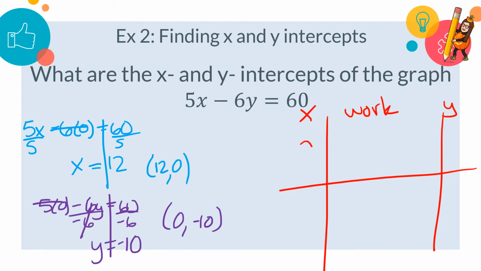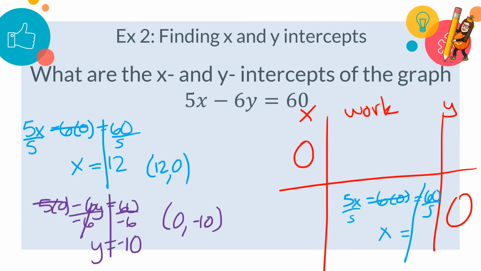So that means I have to plug in 0 for the x and 0 for the y. So if I plug in 0 for the y, then my work would be plugging in 0 for y right inside the workspace. Divide both sides by 5. That's how I got my 12.